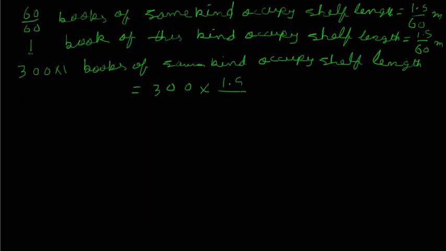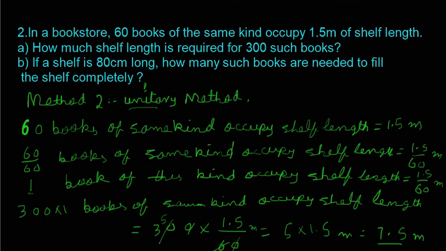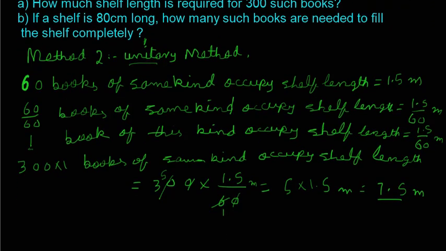So 1.5 into 60. So this 0 will cancel with this one, and now 6 ones are 6, 6 fives are this. So again we come up with 5 into 1.5, and here I forgot to write m, which is our unit. So this will get us 7.5 meter. So 300 books of the same kind will occupy shelf length of 7.5 meters when we have 60 books of the same kind occupying shelf length of 1.5 meters. So this is how we can solve these questions by the unitary method.